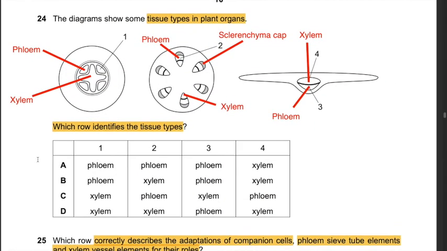Question 24. The diagram shows some tissue types in plant organs. Which row identifies the tissue types? They have given the organs as stem, root and leaf, and I have labeled over here which one is which. As you can see, 1 represents the phloem, 2 also the phloem, 3 the phloem and 4 represents the xylem. Hence the answer is A.